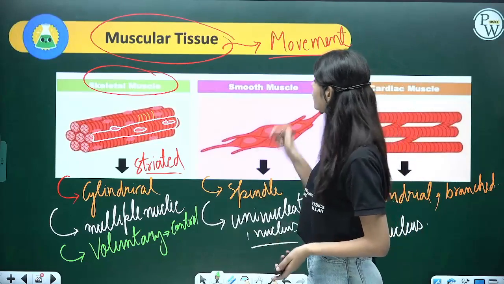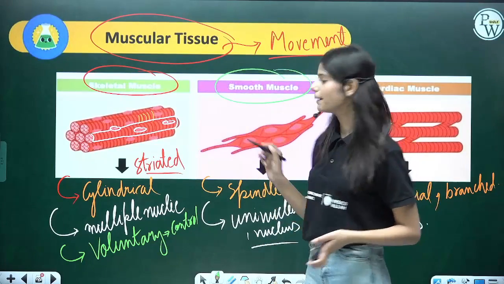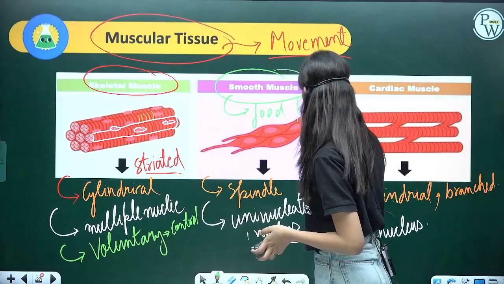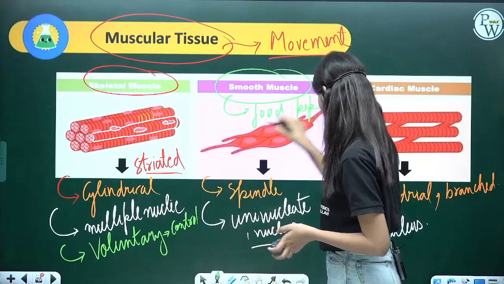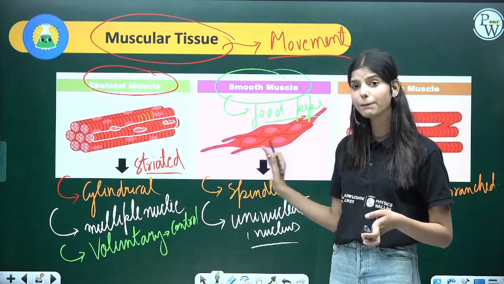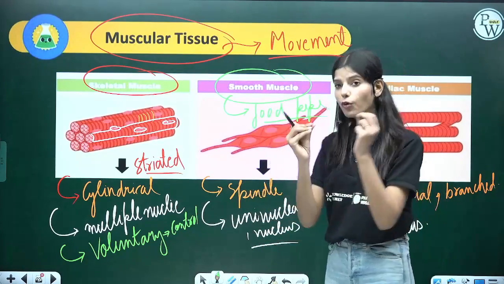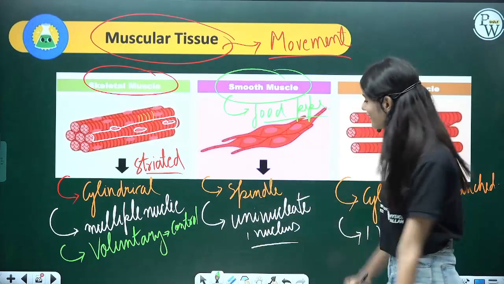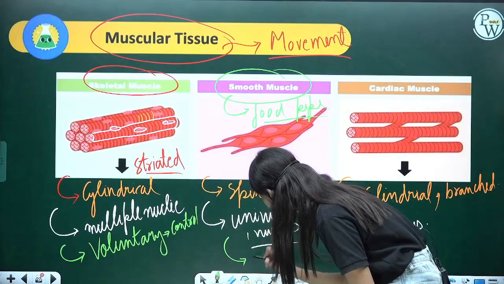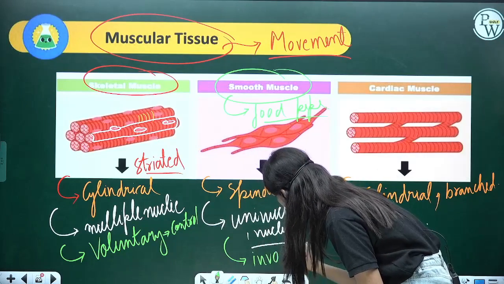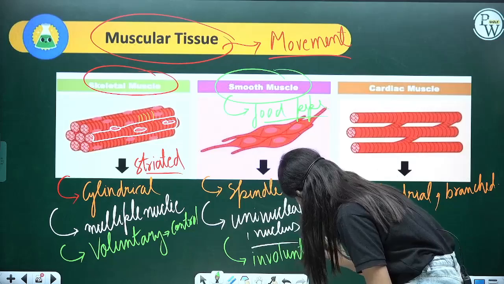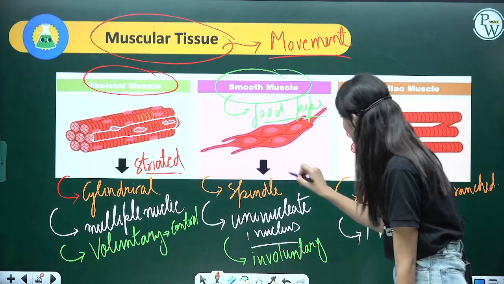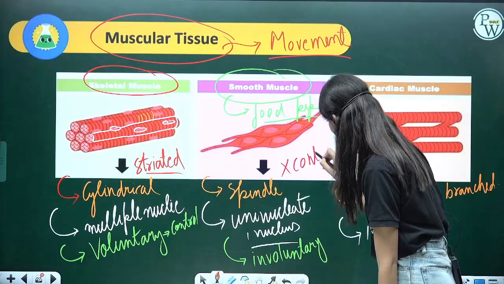So here, guys, smooth muscles are present in the alimentary canal, or you can say in the food pipe as well, like the esophagus. The movement of food in the esophagus is not controllable, and that's why we can say they are involuntary. Why exactly? Because you cannot control it.